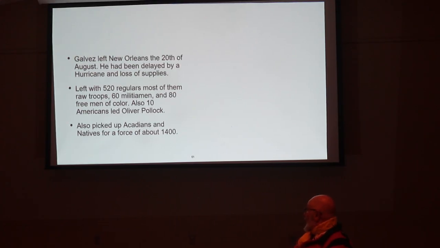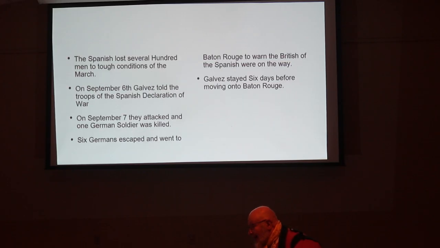Well, Galvez left New Orleans on the 20th of August with 520 regulars, most of them raw troops, 60 militiamen, 80 free men of color, and also 10 men led by this Oliver Pollock that we talked about earlier. They also picked up Acadians and native forces, and by the time he got there, it was 1,400 men versus 20. The Spanish lost several hundred men through the conditions of the swamps.